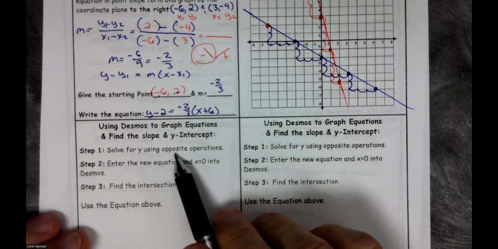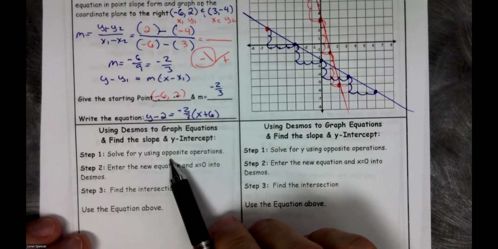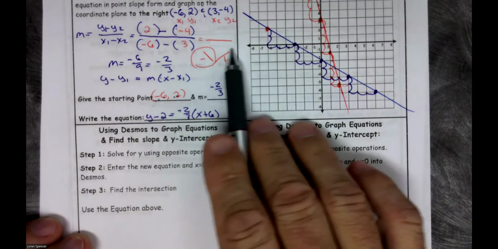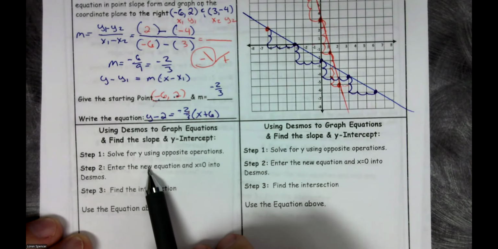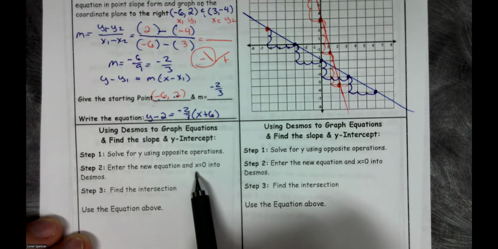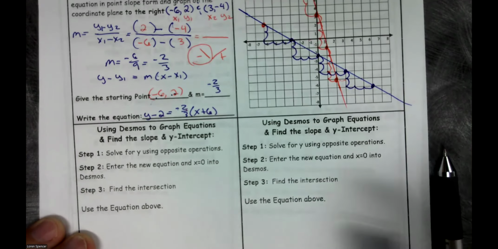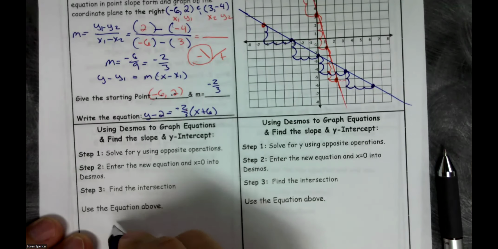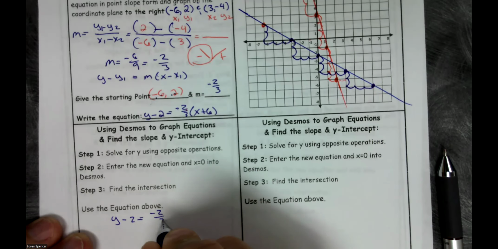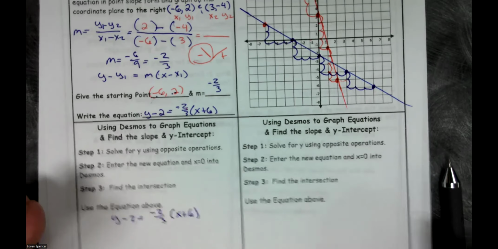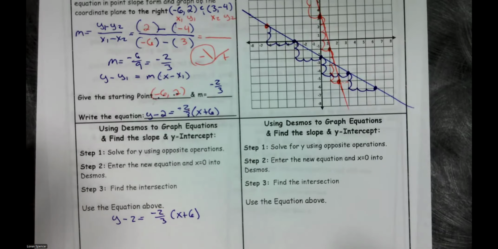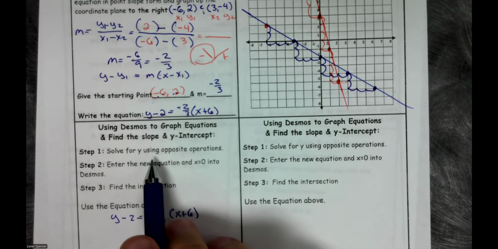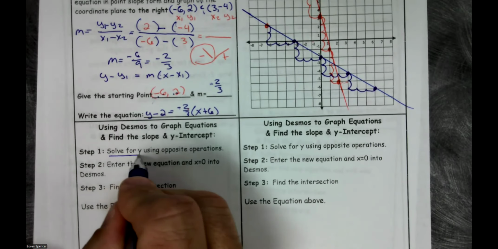So the next thing says solve for y using the opposite operations, and we're going to use this equation up here that we wrote above into the new equation and x equals 0 into Desmos. So let's go ahead and write this equation down. We're starting with y minus 2 equals negative 2/3 x plus 6. Now, there's a whole lot of simplifications going on, but we're just going to keep it really simple. We just want to get y by itself. So we're solving for y. That's what the goal is.